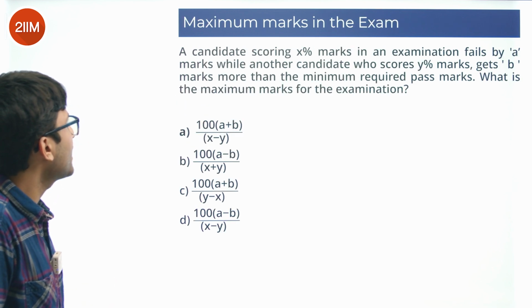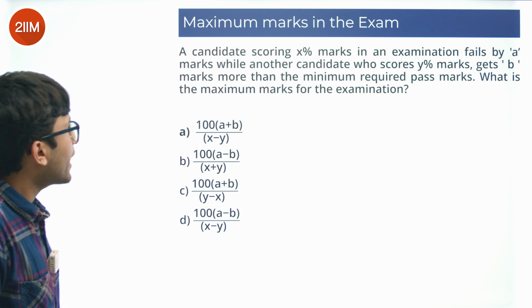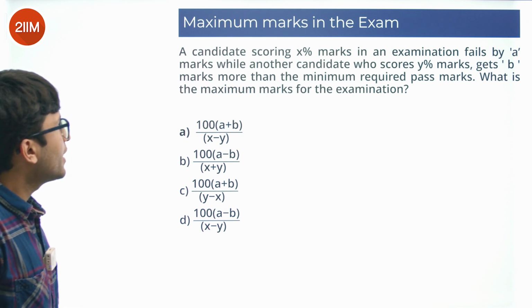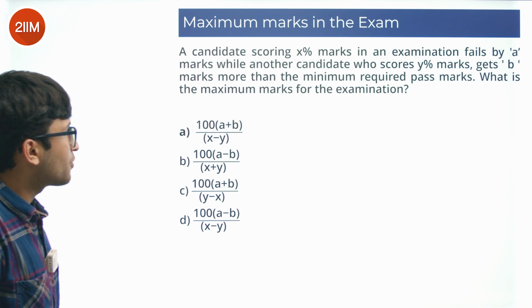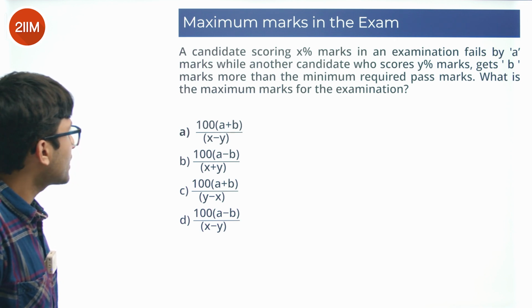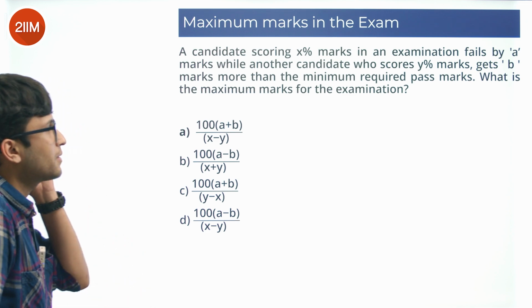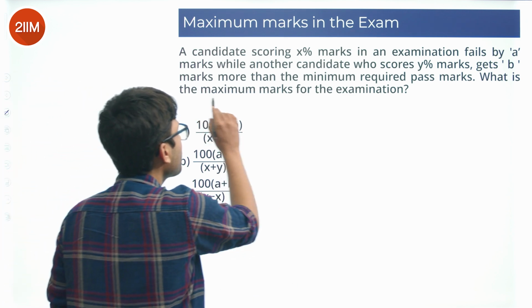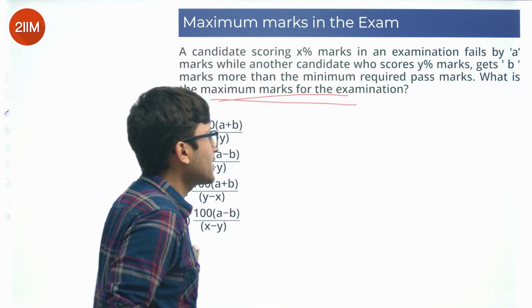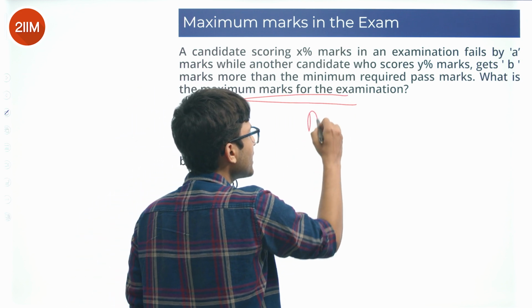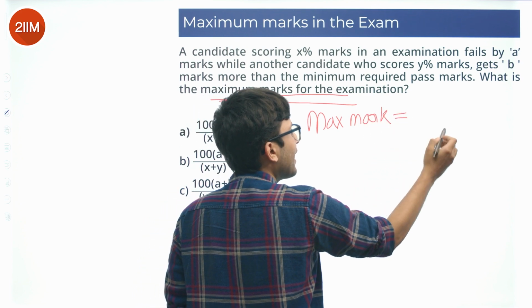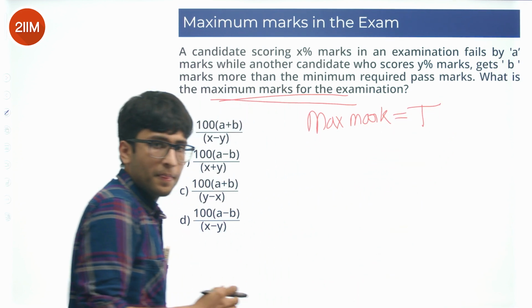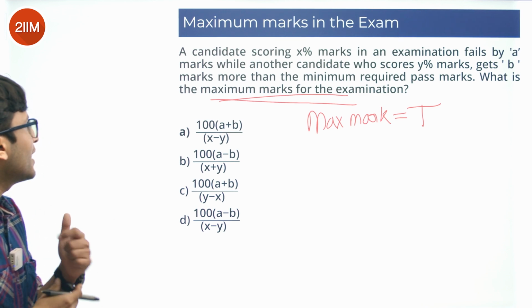Maximum marks in an exam. A candidate scoring X percentage marks in an examination fails by A marks, while another student who gets Y percentage marks gets B marks more than the minimum required. What is the maximum marks in the exam? So we have to find out the maximum marks for the examination. Let us assume the maximum marks in the examination as a value. Let's call it T.